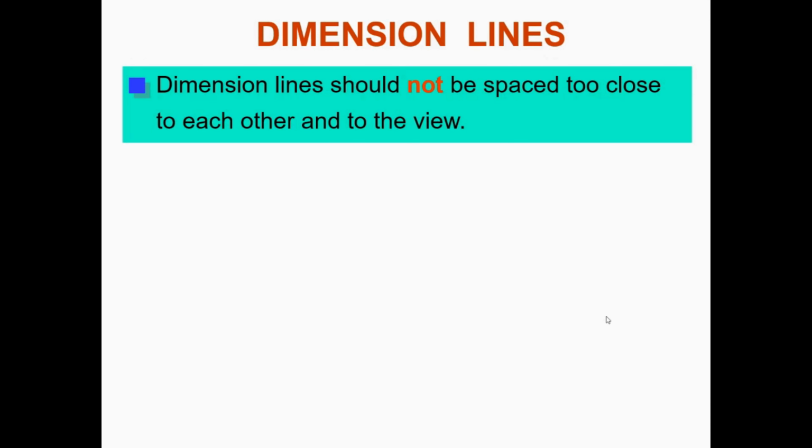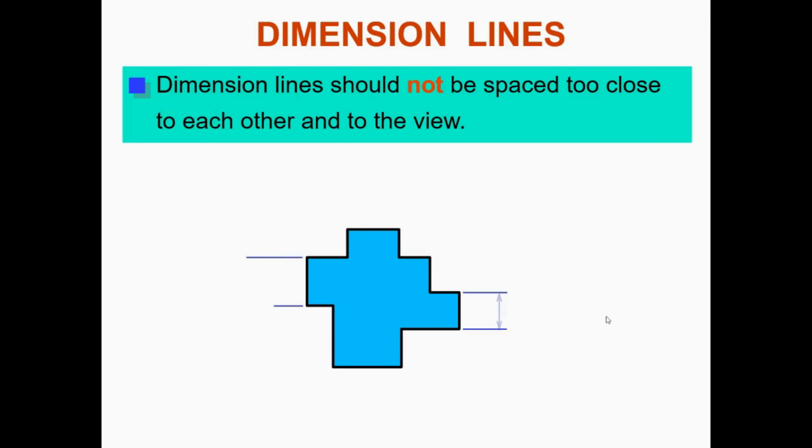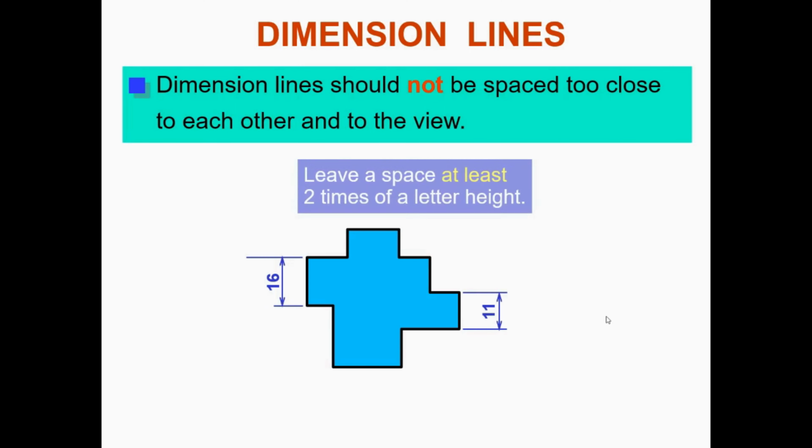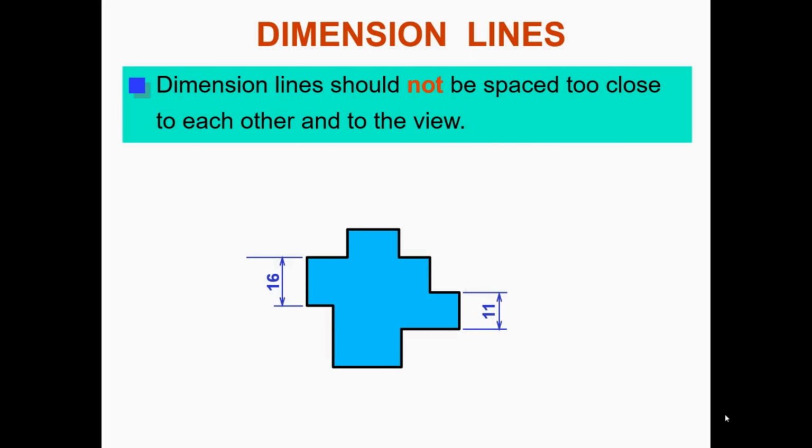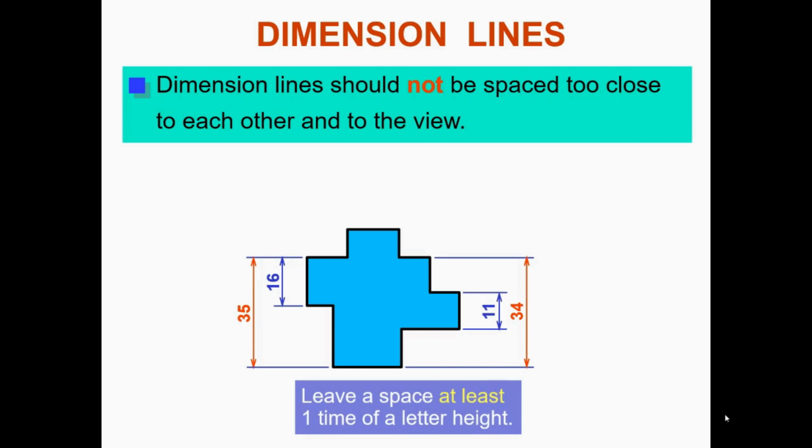And also the dimension line should not be spaced too close to each other and to the view. If you have a particular dimension, you shouldn't have the dimension too close to the view. You are supposed to leave a space of at least two times the letter height. So the height of the dimension figure, you leave two times that before you have your dimension line introduced, and all of that. So these are other examples that you need to take note of. In a case where you have extra dimensions following the side of the view, you should leave a space of at least one times the letter height.